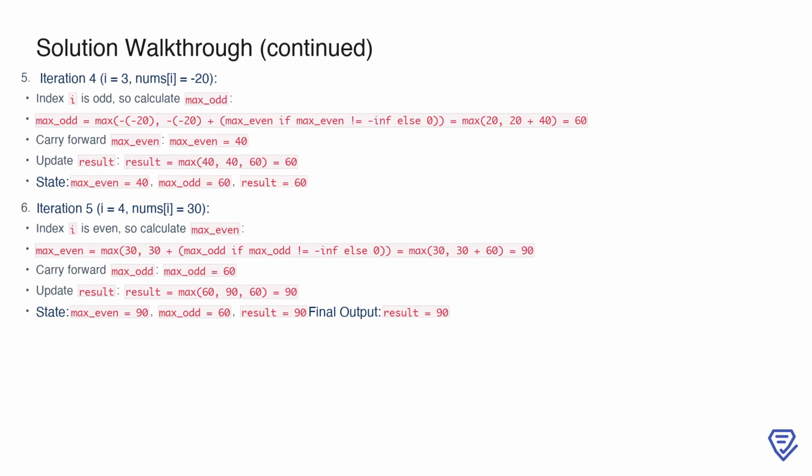Finally, in the fifth iteration, the element at index 4 is 30. Since the index is even, we calculate max_even as the maximum of 30 and 30 plus the previous max_odd value, which is 60. This gives us max_even equals max(30, 30 + 60), resulting in 90. We carry forward max_odd, which remains 60, and update result to 90. At the end of this example, the final output is result equals 90.